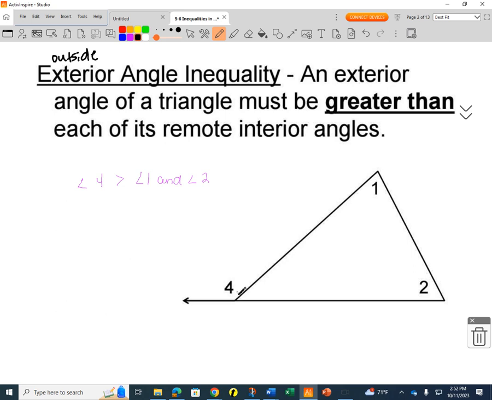So remote means not touching. Remote means it's not adjacent to. So that would be remote or not adjacent. So angle 4 is adjacent to this angle that's not named here. The remote angles, angle 1 and angle 2, are remote to angle 4.